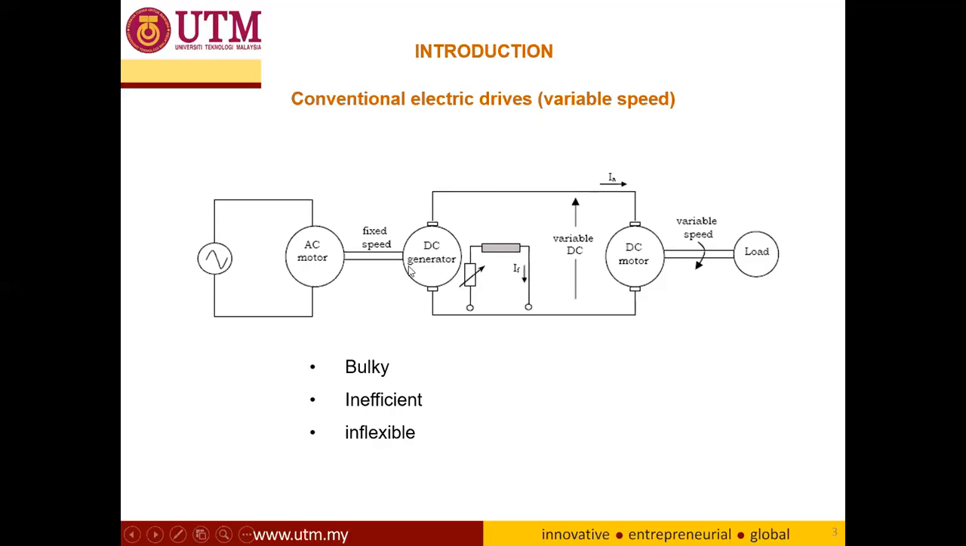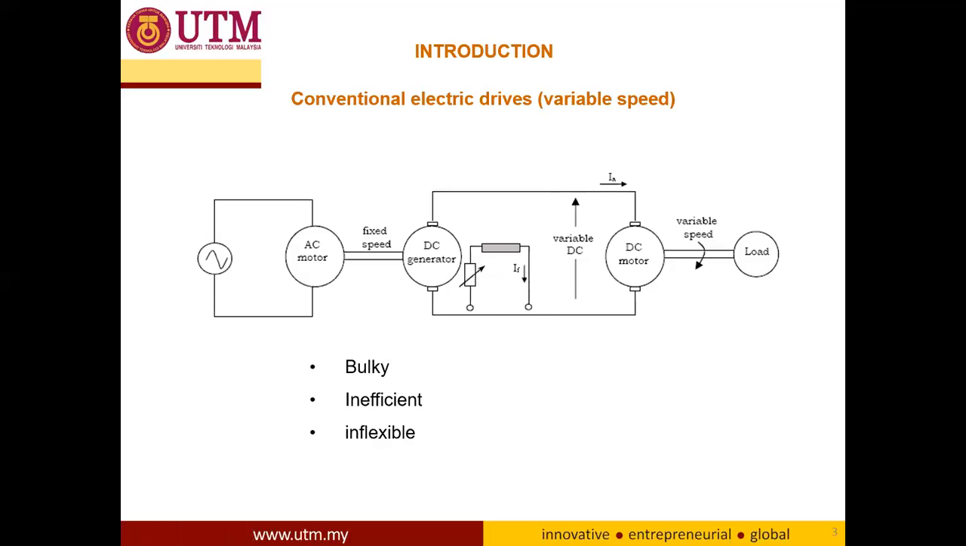This is the typical structure of how we can vary this DC. We are using an AC supply from the TNB, so we need an AC motor with a fixed speed, because we know the AC motor is efficient at a fixed speed. It is coupled with a DC generator, which generates a DC voltage. Then to get a variable DC, we use the voltage division technique, where you vary the resistor value to get the desired DC.